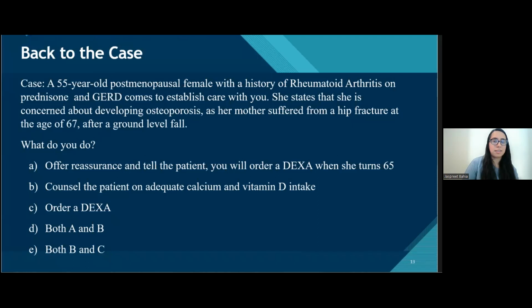Okay, great. So it looks like most people got this question correct. The answer is E. The reason why is that inadequate calcium and vitamin D intake increases your patient's risk of fracture. And this patient has rheumatoid arthritis and is on prednisone and has a family history of a hip fracture, which are all things that put her at risk of developing osteoporosis, and are all things that are taken into account on the FRAX calculator.